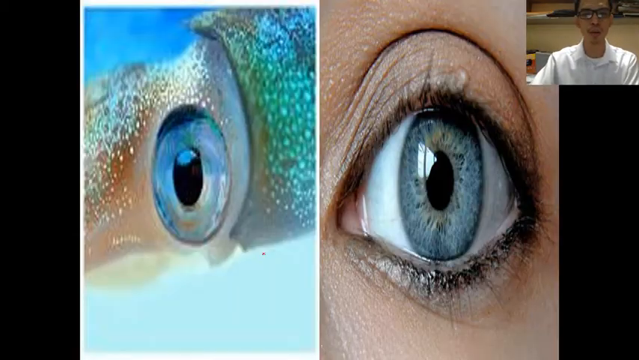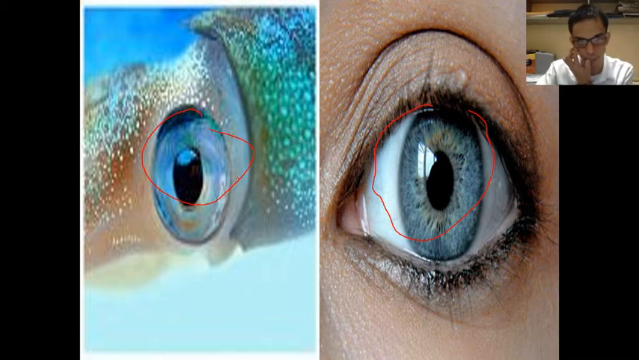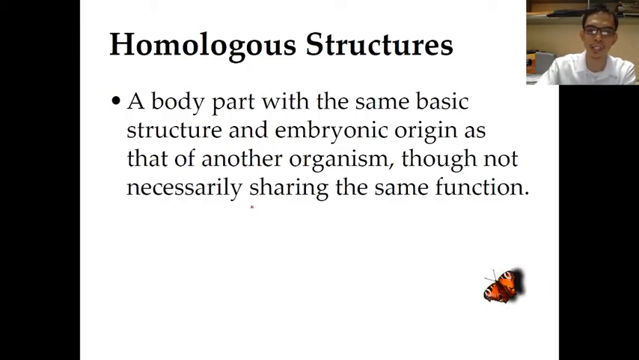All right, so next one, eyes. This is the eye of the squid and our eyes. Even though they have the same function, their structures are completely different. The eyes of the squid have different structures than the eyes of humans. They look the same, they have the same function but different structure. Alright, so that's the analogous structure.